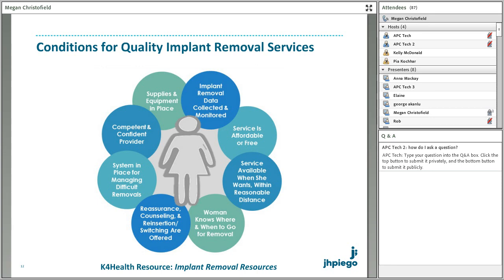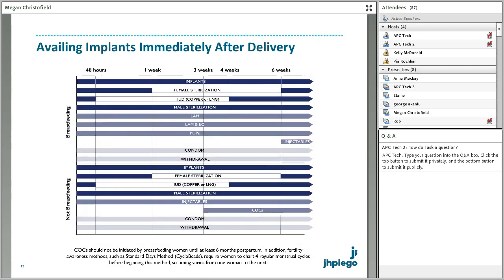A confident and competent provider should be available, and the supplies and equipment should be in place for the procedure. It's also important to note that the service should probably be affordable or free, and that the data around implant removal should be collected and monitored and used to inform programming in the future. It's critical that any programs that strive to improve access to contraceptive implants also improve access to follow-up care and removal when desired. This is also responsive to the principles of rights-based family planning.